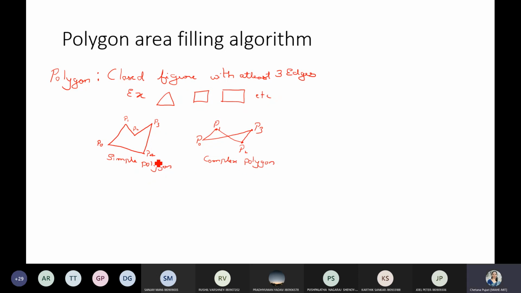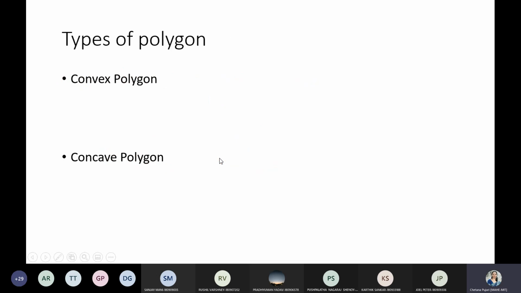Fine. So what we discussed is the definition of a polygon: it is nothing but a closed figure with at least 3 edges, and we saw a few examples. Your polygon can be of different types based on how you draw the figure. In this case, it is a simple polygon where the edges do not intersect. This is a complex polygon where the edges intersect, and the other property, being closed, holds for both.